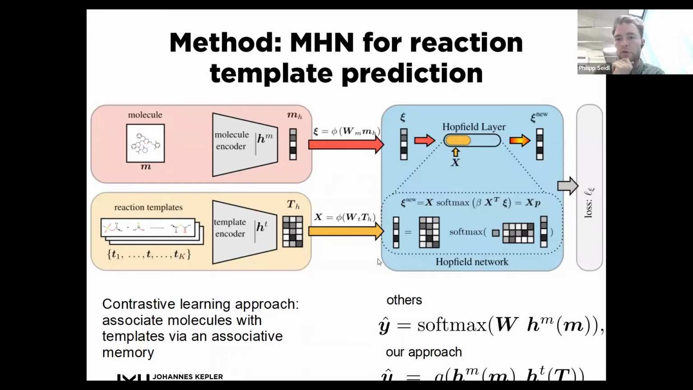So how do we go about this problem? We are proposing a Modern Hopfield network for this. In contrast to other works where they used this random W matrix, we actually use the structure of the reaction templates and encode it as well. There are multiple ways this whole approach can be seen. We view it as a Hopfield network, but it also has a lot of similarities with contrastive learning approaches.